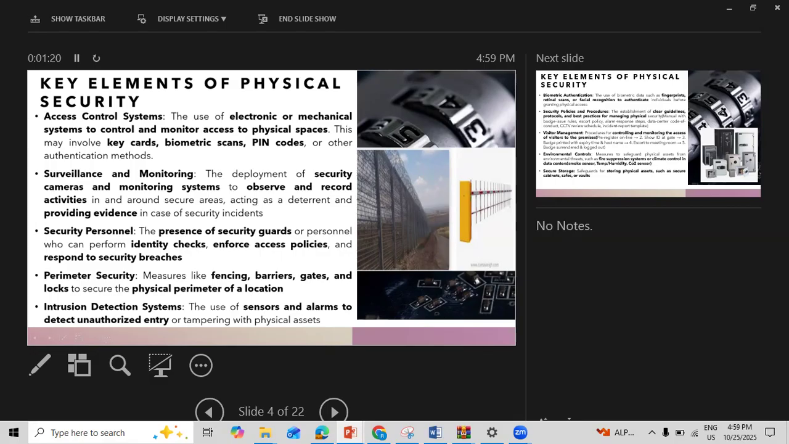Then security personnel. For some buildings and important offices, we will have security persons there, human beings, the security guards. They check the identity of someone entering the office or room, standing in front of the room or near the building gate. They also enforce the access policy, since they know who is allowed to enter a particular sensitive area and who is not. Timing may also be a big issue.